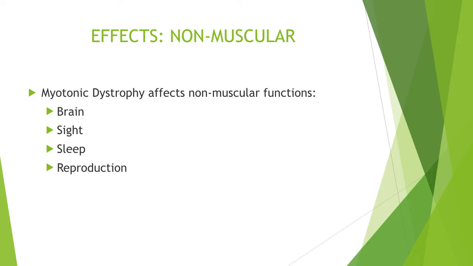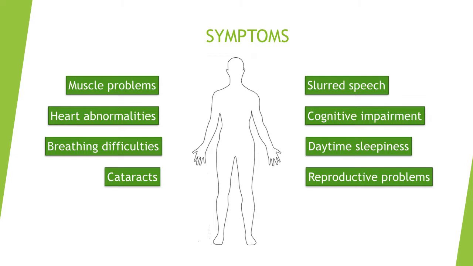Myotonic dystrophy also affects non-muscular function, such as the brain, eyesight, sleep, and reproduction. Symptoms of this disorder are weak muscles and inability to relax muscles after contraction, such as when shaking hands or turning a doorknob, irregular heartbeat, respiratory problems, cataracts, slurred speech, deterioration of brain function, daytime sleepiness, and inability to have children.